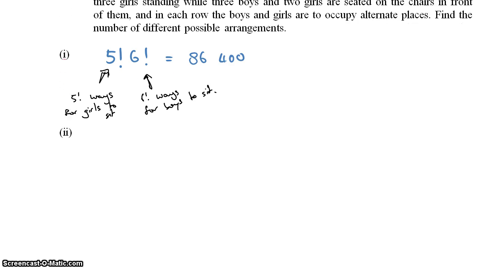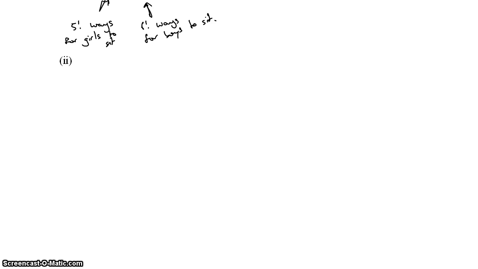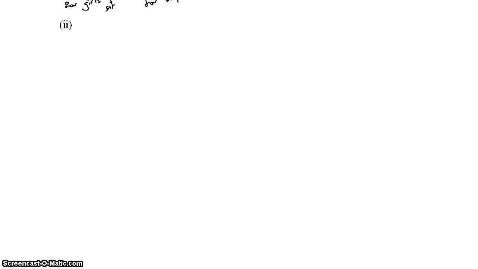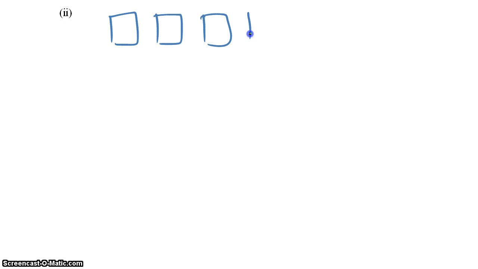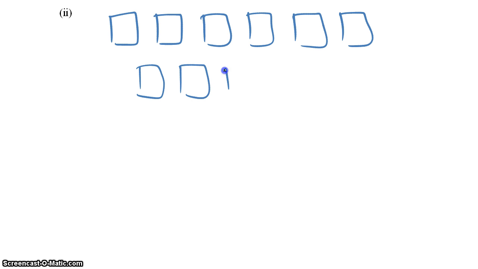Okay, so what do we have here? This one's quite complicated, but largely because they've given us so many conditions here. We have 6 places at the back: 1, 2, 3, 4, 5, 6. We've got 5 places in the front: 1, 2, 3, 4, 5. How many ways can we do this?